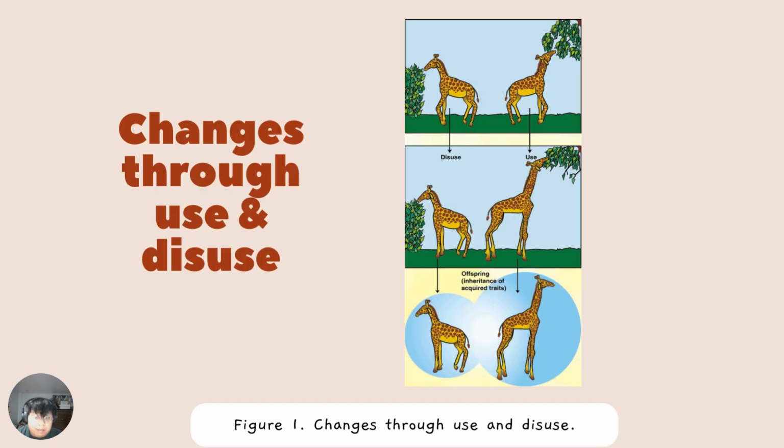Here is an example. The giraffe's long neck is a well-known example used to illustrate the idea of use and disuse. Lamarck's theory states that a giraffe may have an extended neck over the course of a lifetime from continuously struggling to reach high branches.